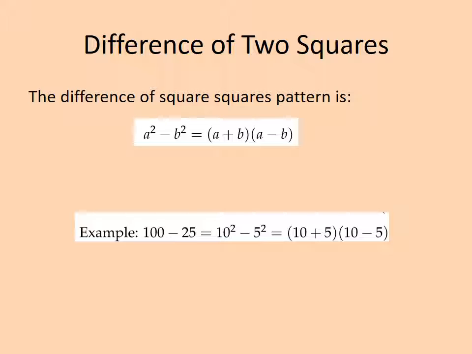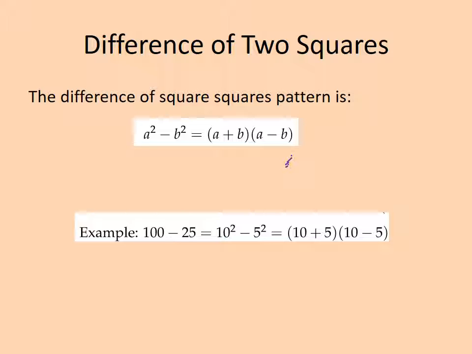You have used difference of squares in the past to factor, but you've probably never used it as a pattern. This pattern can be really important in making your life a little bit more efficient when simplifying. So a squared minus b squared is the same as saying a plus b times a minus b.